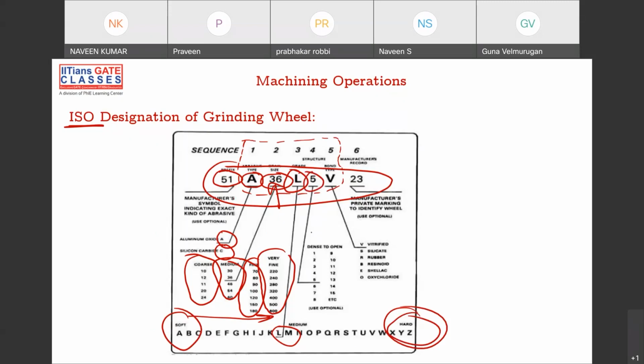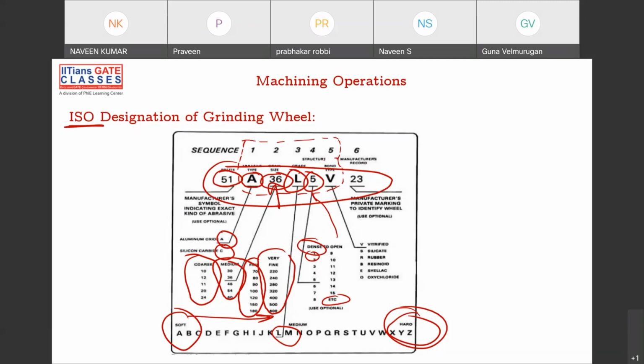What is structure? The distance between two cutting edges. It varies from 1 to some 15, 16, something around. If it is 1, it is dense. It means the lower the number, the very small structure it is. The higher the number, the more open it is. Open is used for ductile materials.